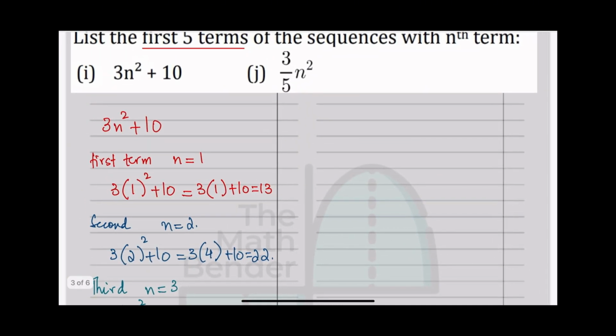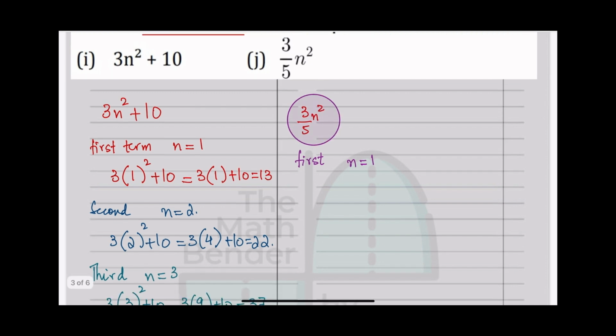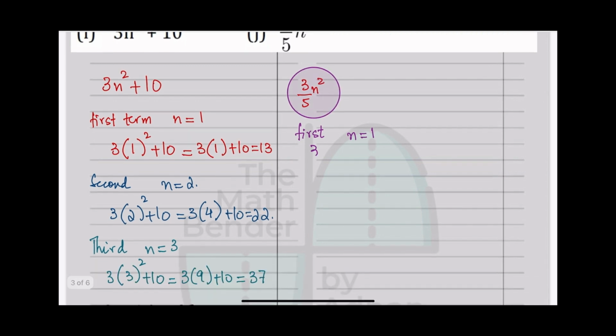Let's look at another pattern here. I have 3 over 5 n squared. For the first term, n is going to be 1, and I replace n with 1. So 3 over 5, 1 squared is going to be 3 over 5. That's your first term.